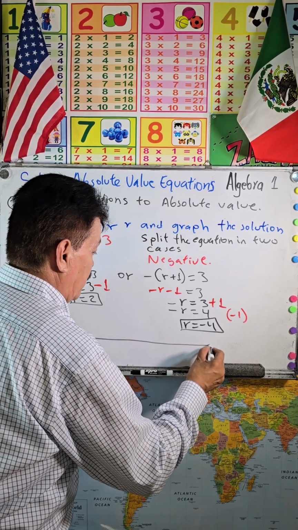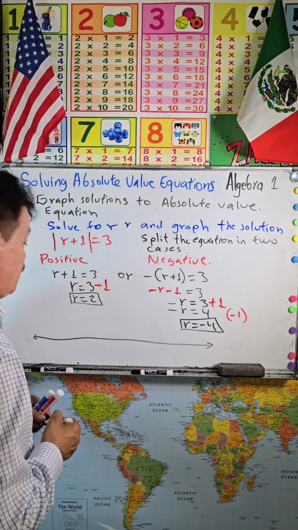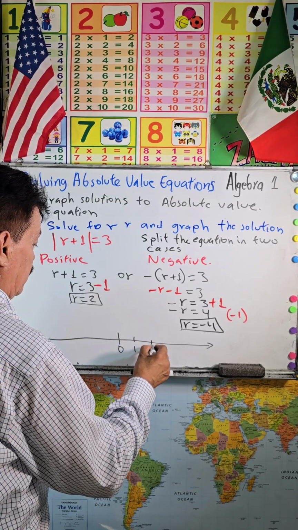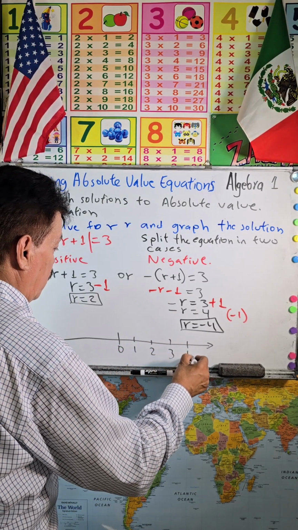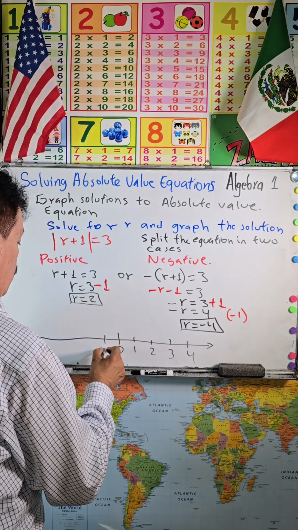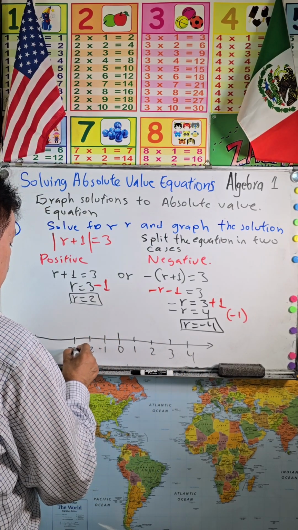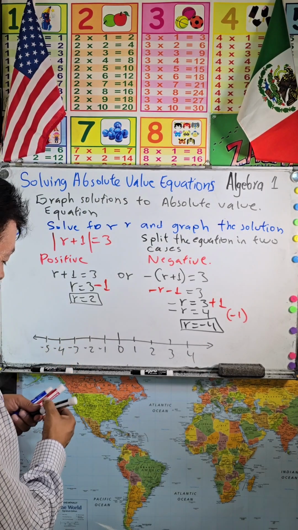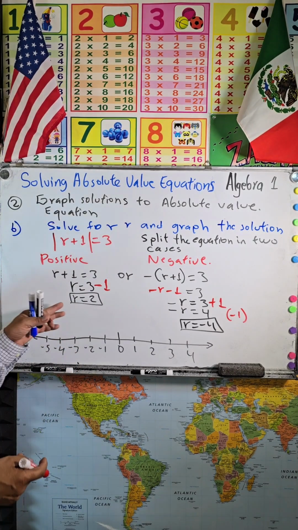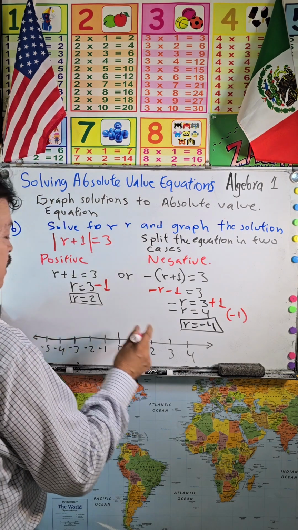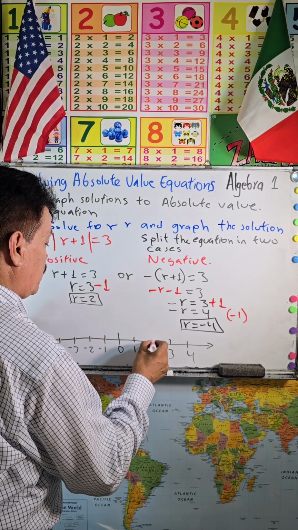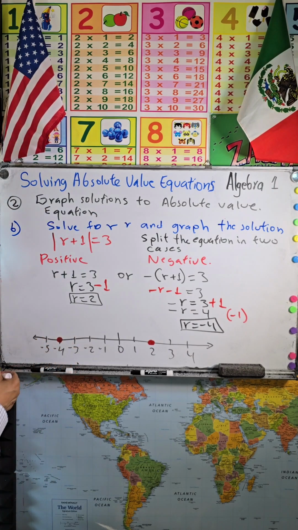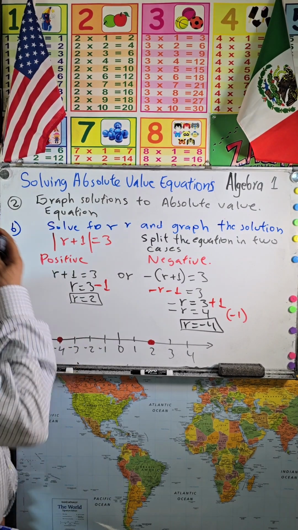So we have to graph this. It's very simple, very easy, Algebra 1. So this is a number line. We have 1, 2, 3, 4, and then negative 1, negative 2, negative 3, negative 4, negative 5. All right, so graph these points. We have r equals 2 right here, positive, and r equals negative 4 is right here.